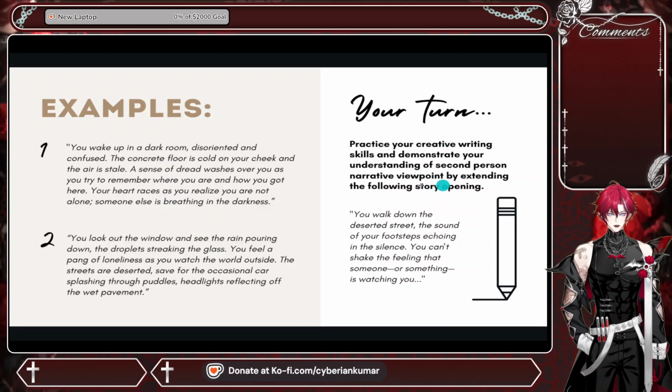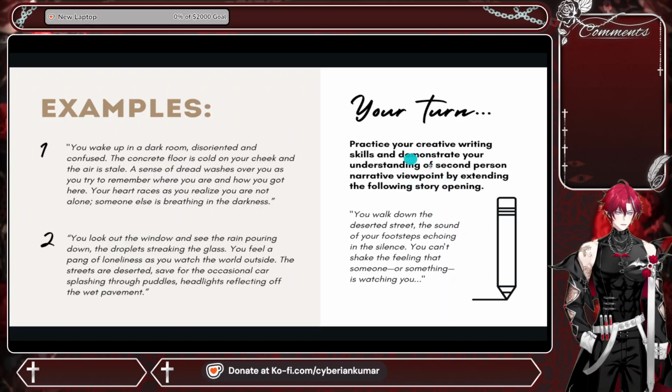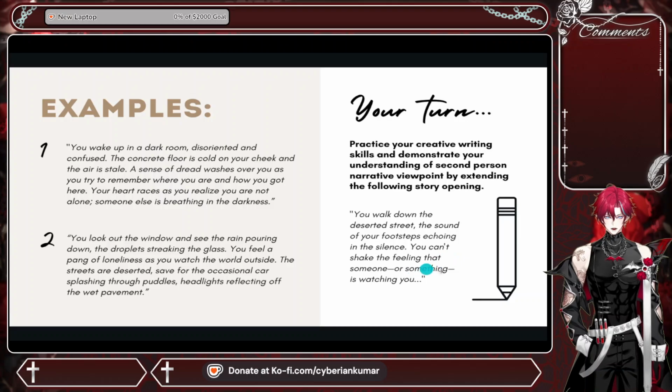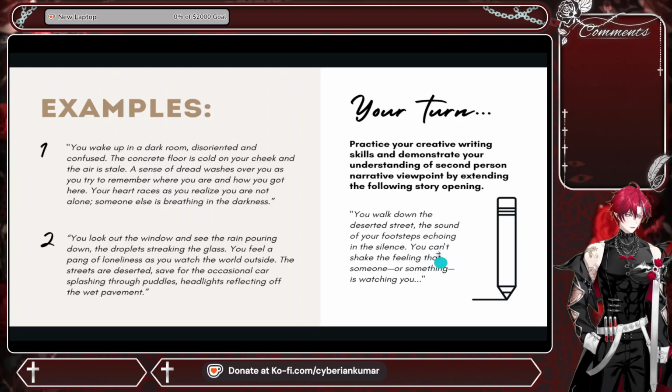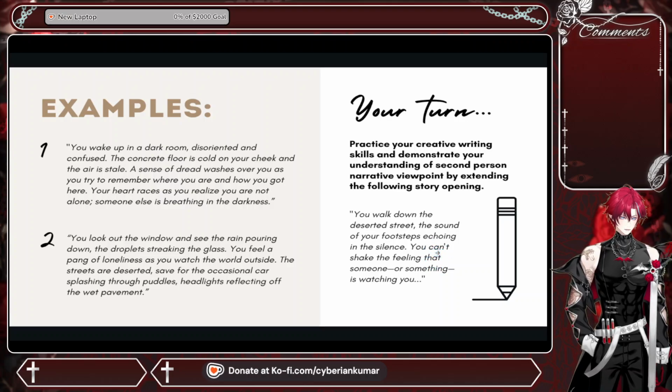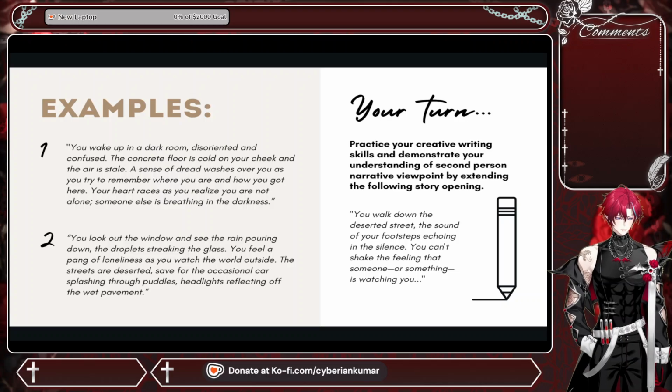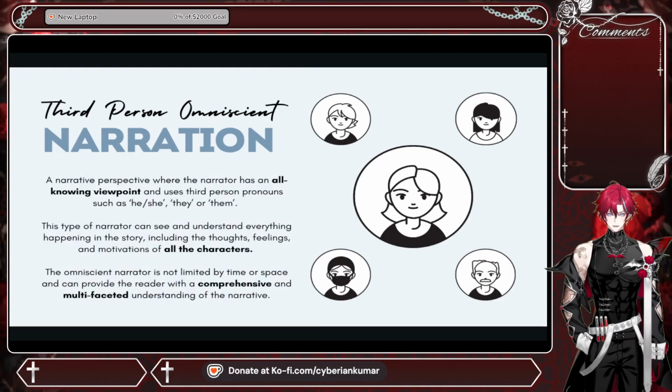Now here is another simple exercise you can try out. This is the passage: you walk down the deserted street, and the sound of your footsteps echoes in the silence. You can't shake the feeling that someone or something is watching you. You could extend on this and see how you could write in second person perspective. This is a little exercise you could try. Pause the video and try to expand this passage and see how it goes. Okay, now.